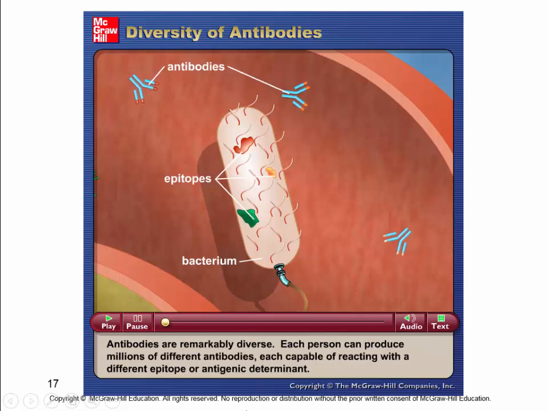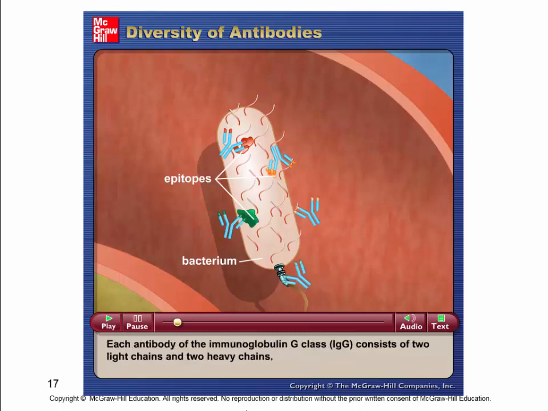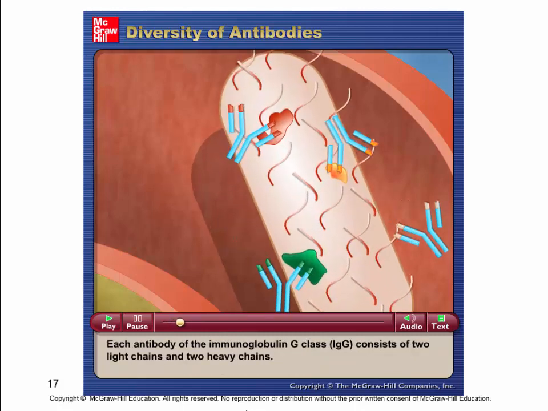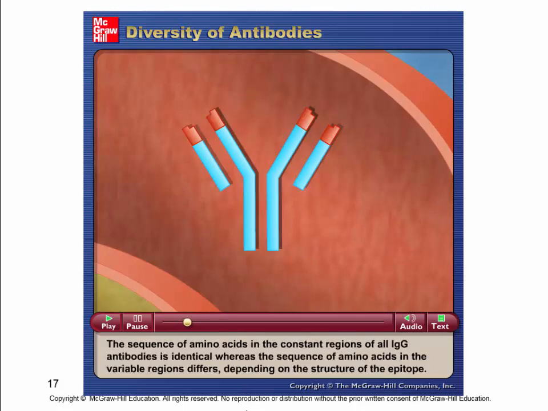Antibodies are remarkably diverse. Each person can produce millions of different antibodies, each capable of reacting with a different epitope or antigenic determinant. Each antibody of the immunoglobulin G class, IgG, consists of 2 light chains and 2 heavy chains. The sequence of amino acids in the constant regions of all IgG antibodies is identical, whereas the sequence of amino acids in the variable regions differs, depending on the structure of the epitope.